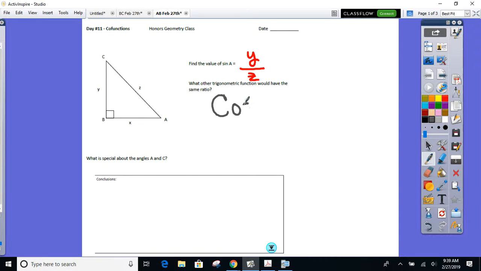Cosine of C is also equal to y over z. Everyone agrees? So when we're in a right triangle, there's going to be a couple ratios that are always equal to each other.